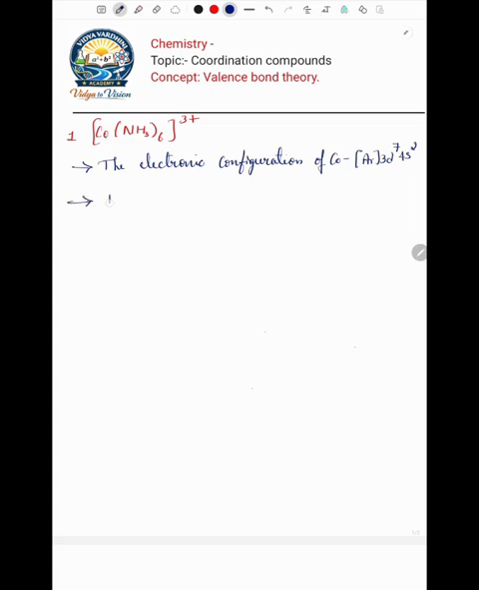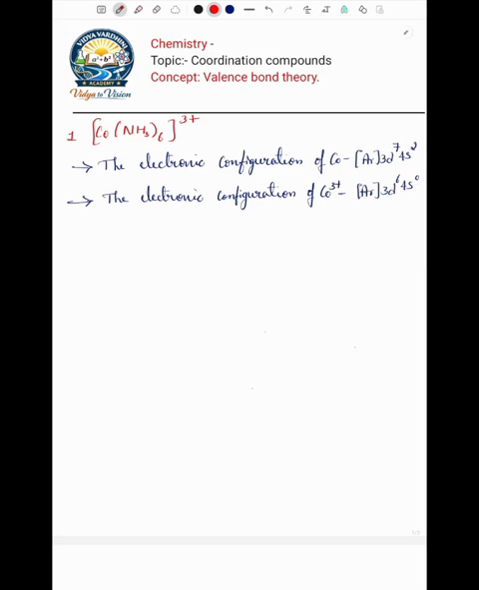Now again I will write the electronic configuration of cobalt 3+. So cobalt 3+ is argon. From this cobalt, I should remove 3 electrons, 2 plus 1. If 3 electrons are removed, I get 3d6 4s0. This is the electronic configuration.